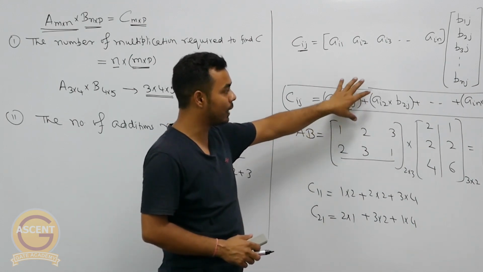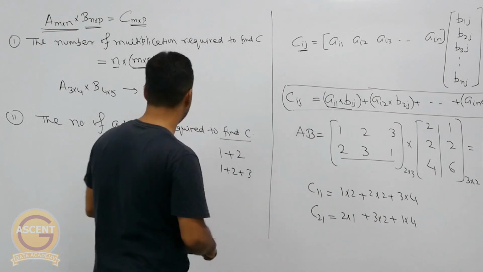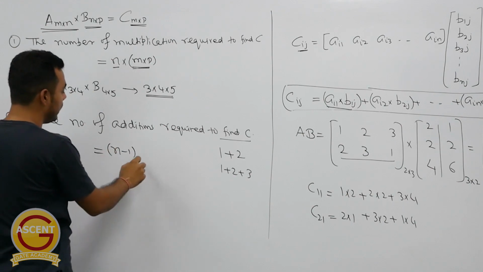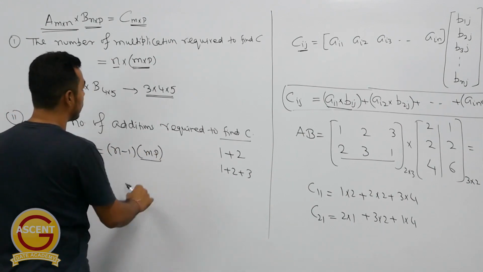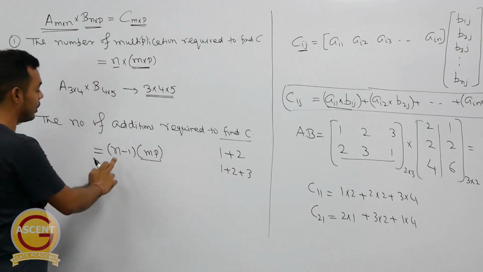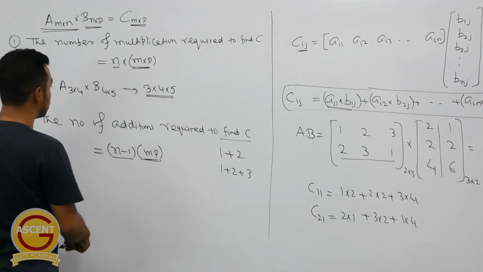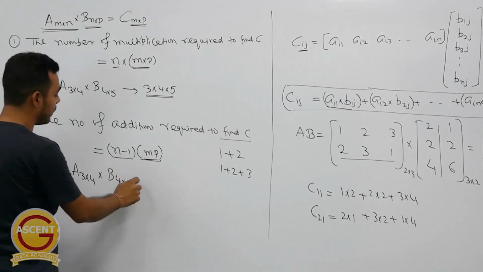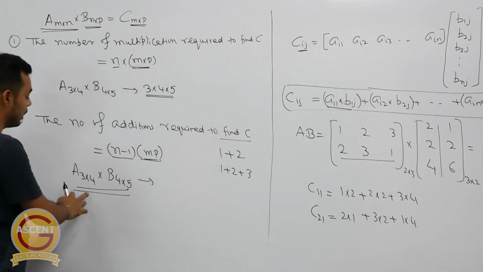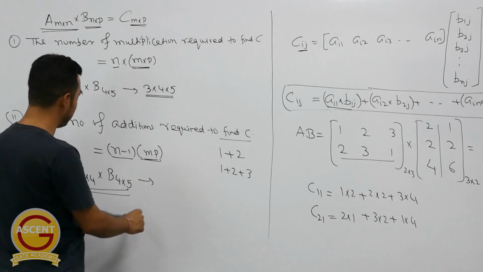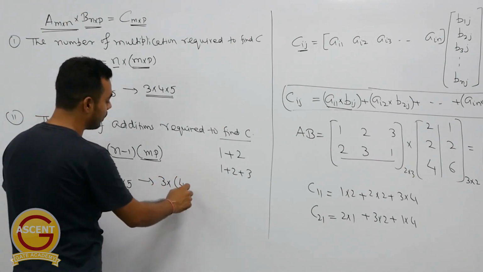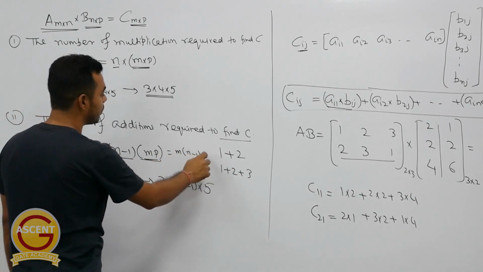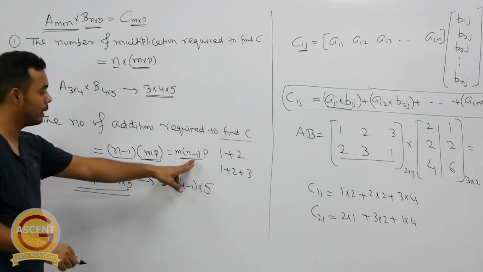So to find one element you have to add n minus 1 times, and the total number of elements is m into p. This means the number of additions required will be n minus 1 into m into p. So number of multiplications is n into m into p, number of additions is n minus 1 into m into p. For example, if I have a matrix A of order 3 into 4, B of order 4 into 5, and I want to find how many addition signs there are in the product of these two, the number of additions will be simply 3 into 4 minus 1 into 5. We can rewrite this formula as m into n minus 1 into p. You should remember the formula in this manner, m, n minus 1, p.